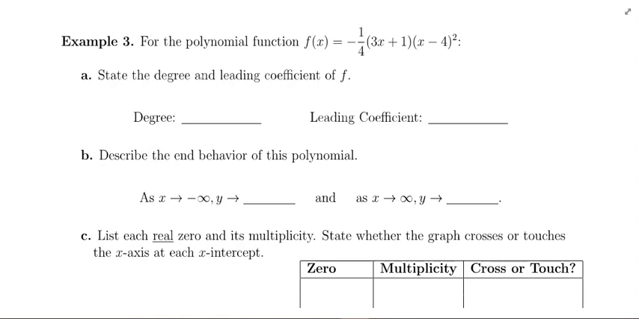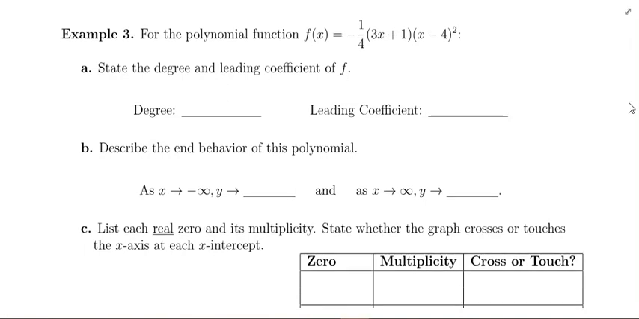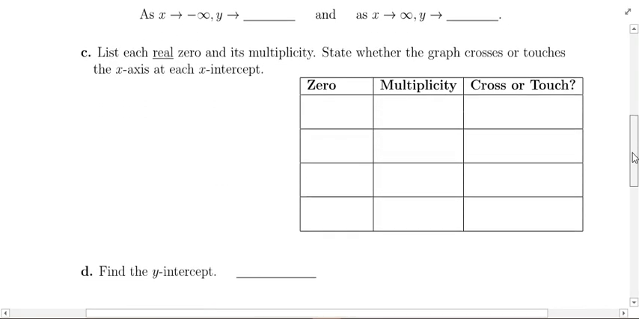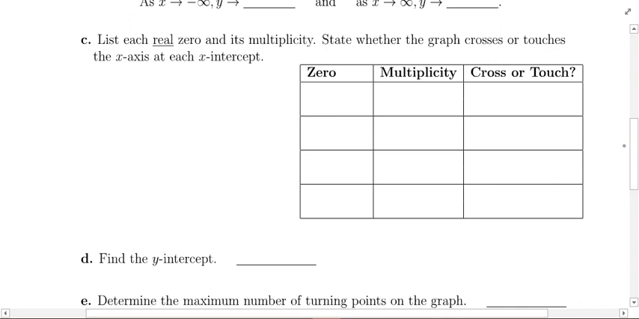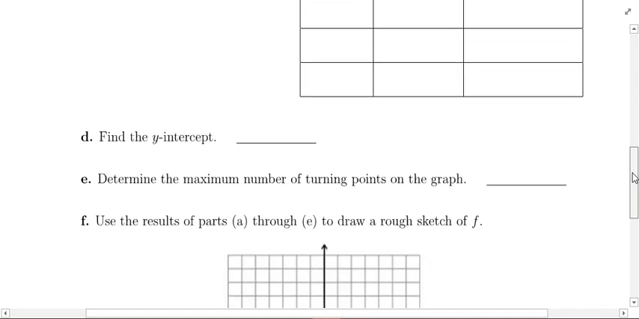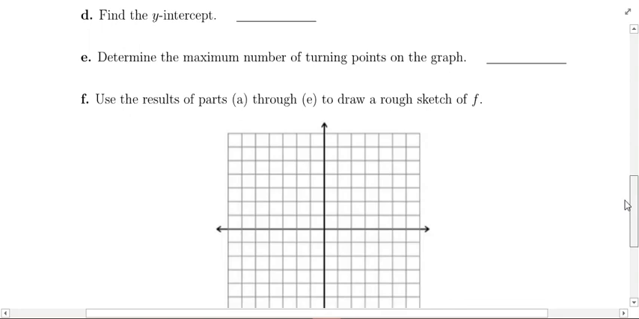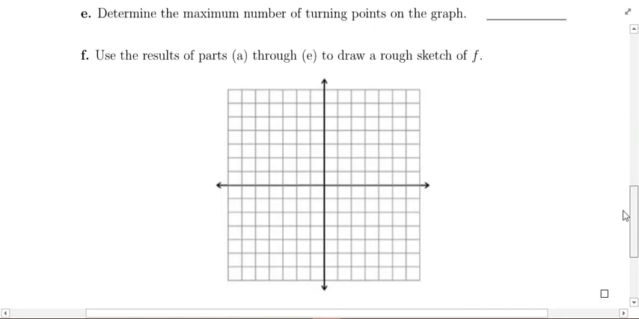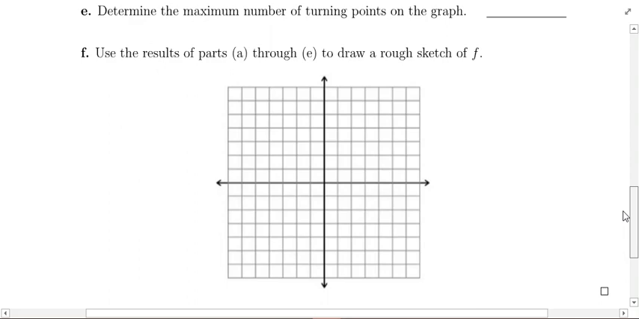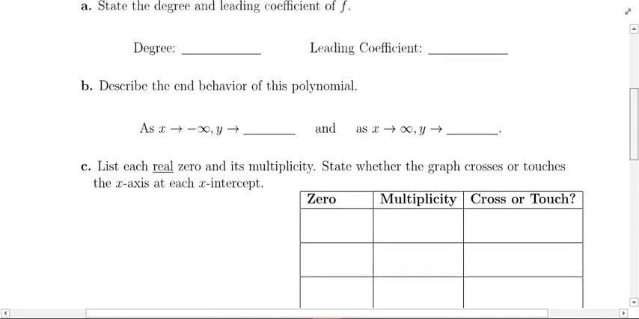Okay, I'm going to walk you through the process. The first thing we're going to do is state the degree and the leading coefficient. We're going to use that information to describe the end behavior, and then we're going to go into the zeros. So we will list each real zero and its multiplicity, and then state whether the graph crosses or touches the x-axis at each x-intercept. Then we'll find the y-intercept to get an additional point on the graph. We'll determine the maximum number of turning points, and then we'll put all the information together to draw a rough sketch of the polynomial function. Okay, so let's get started.